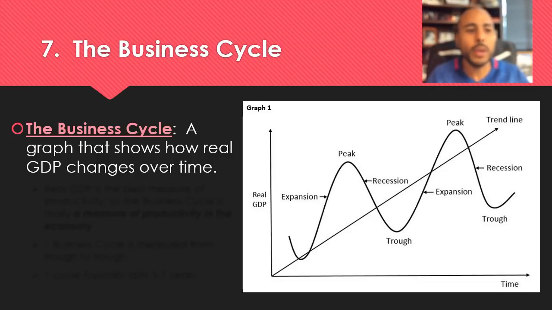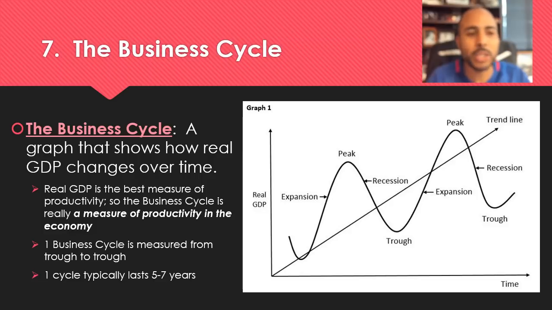The business cycle shows us how real GDP changes over time, and that's why it's the best measure of economic productivity, okay? Real GDP tells us how much we produced. So the business cycle is really a measure of productivity over time, okay? Business cycle measures our productivity over time.